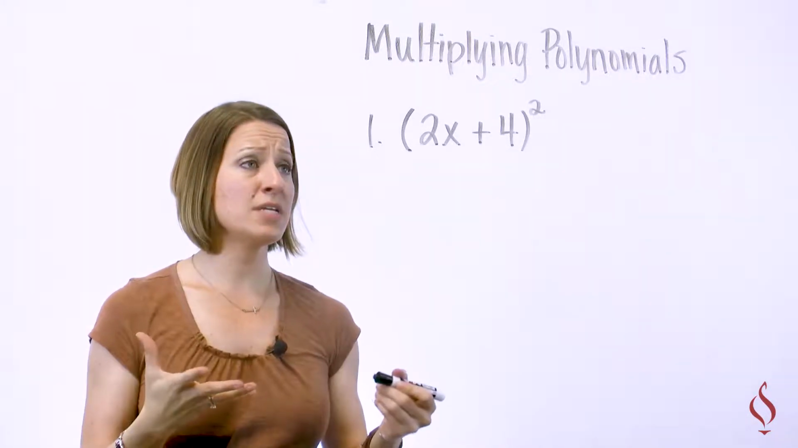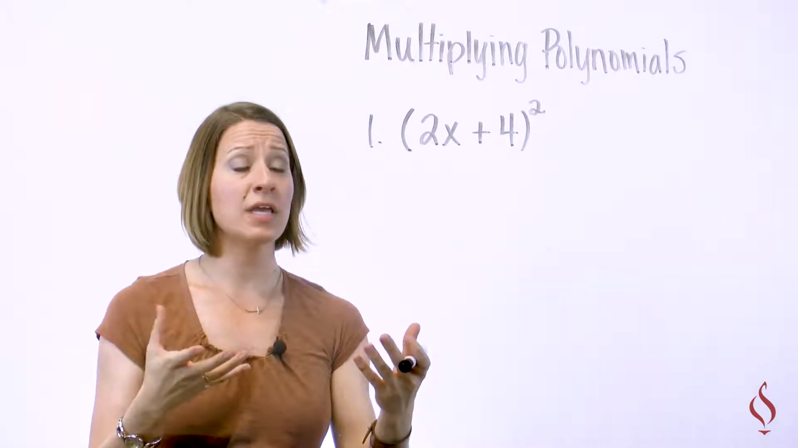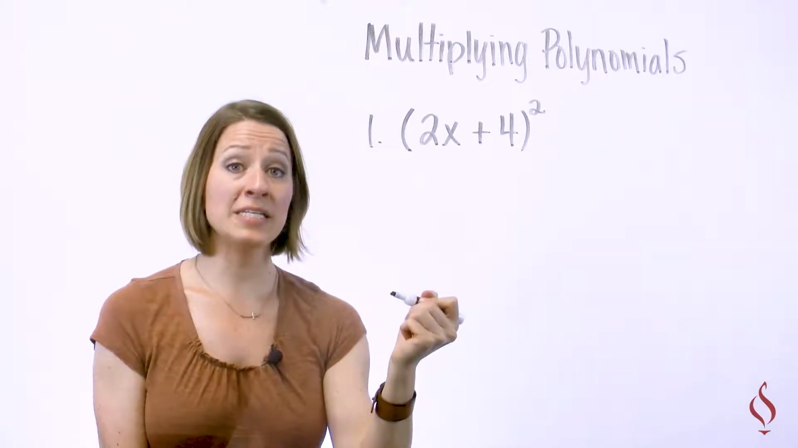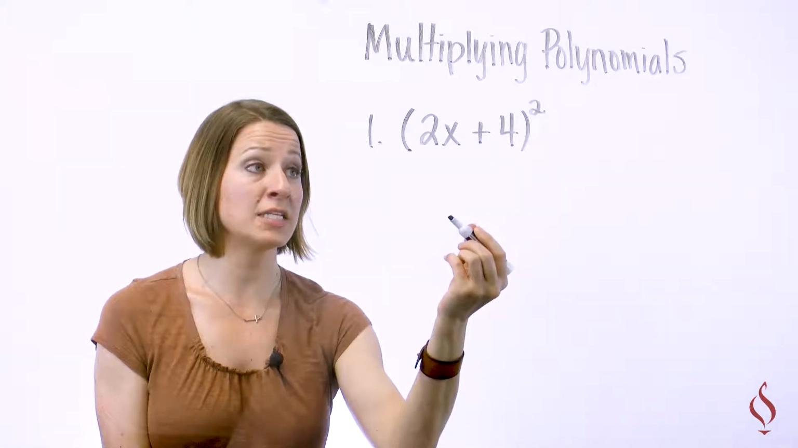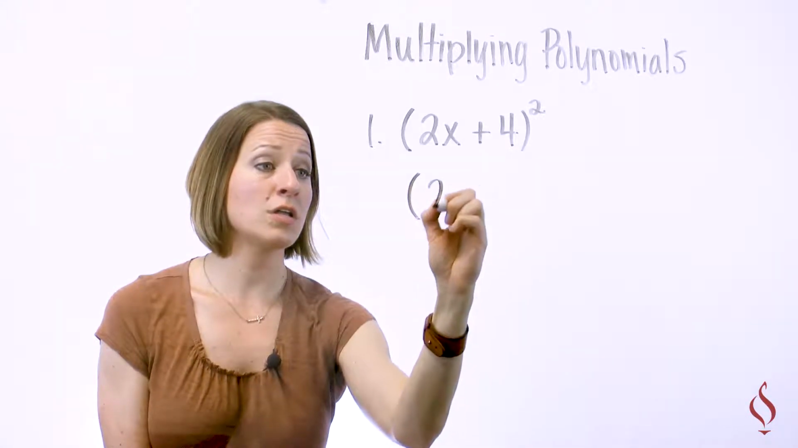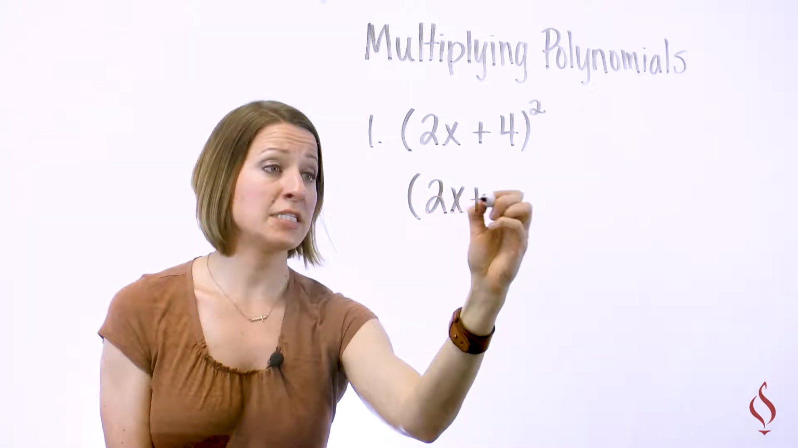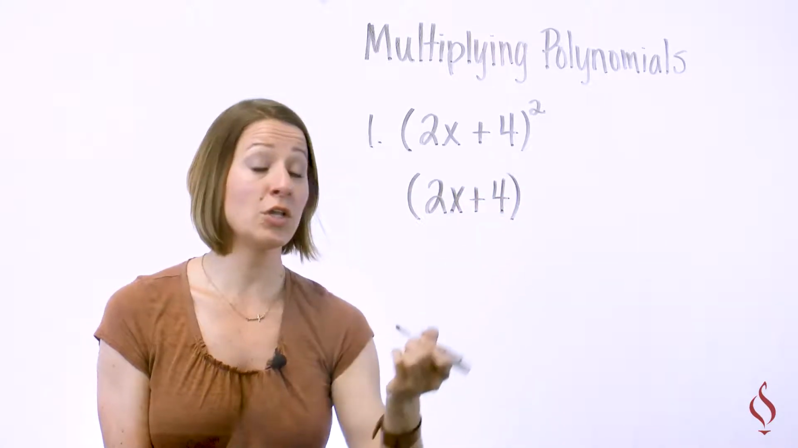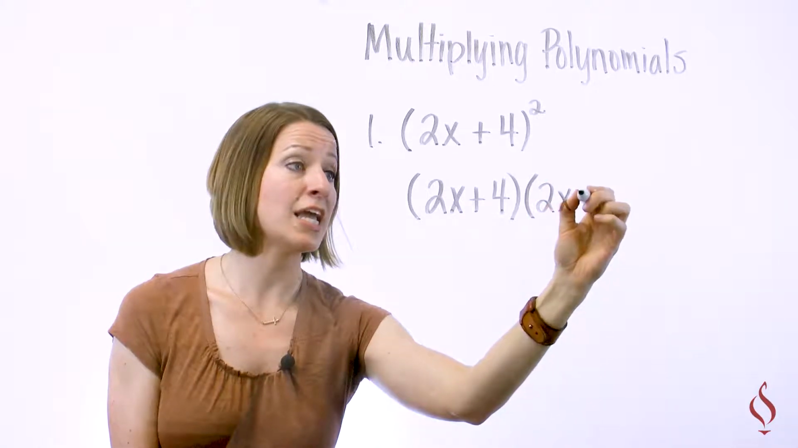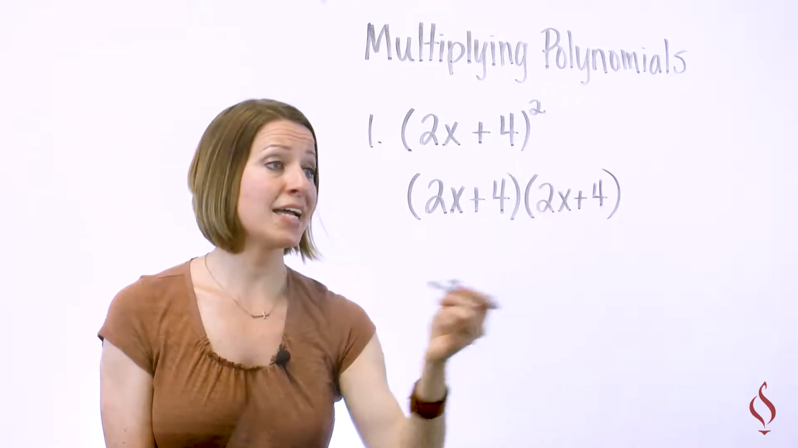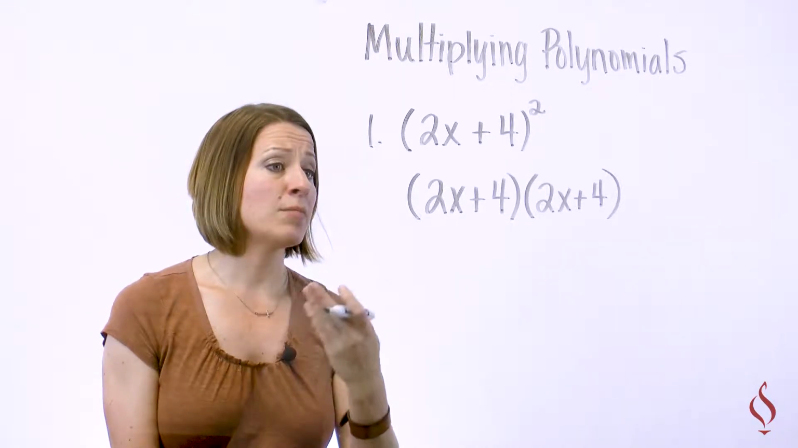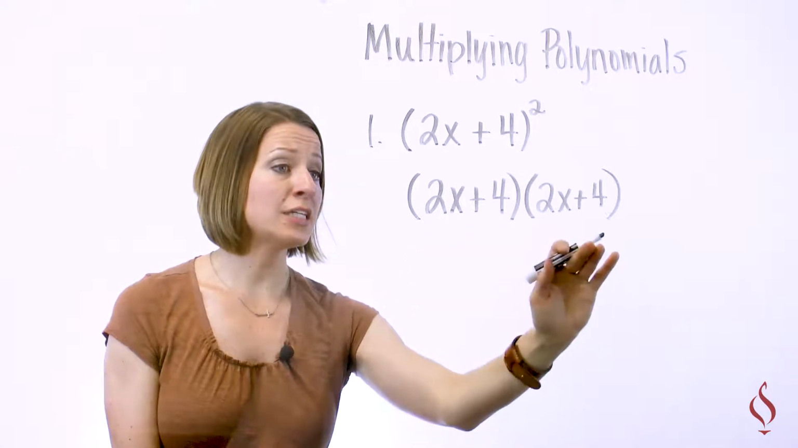And so what that means is anytime something is squared, that means it's multiplied times itself. And so the best thing to do when you come across a problem like this is I really want you to take a moment and rewrite it. I want you to draw a set of parentheses and put 2x plus 4, close that set of parentheses, and then draw another set of parentheses and repeat exactly what you put in the first parenthesis. Okay? Now this should start looking a little familiar.